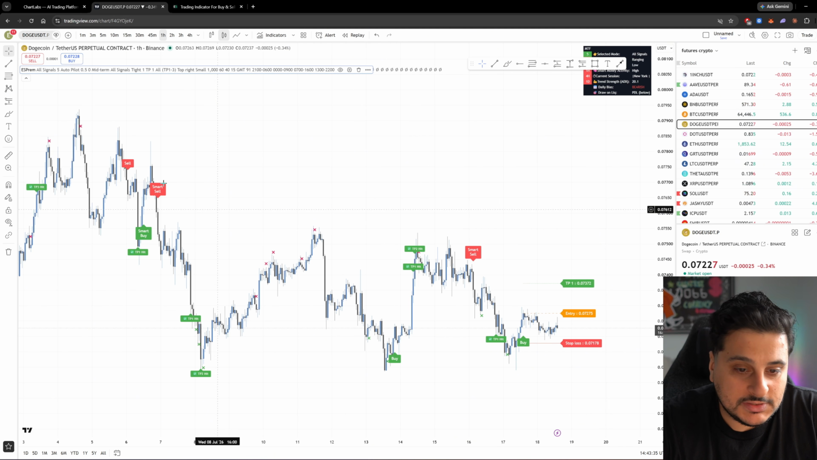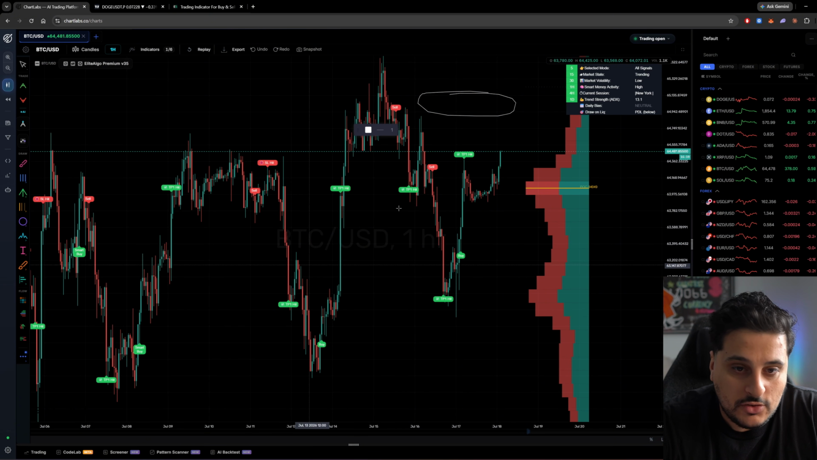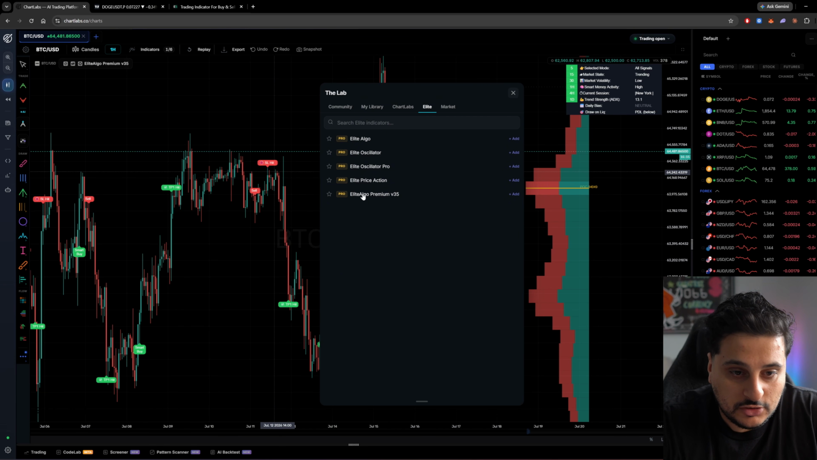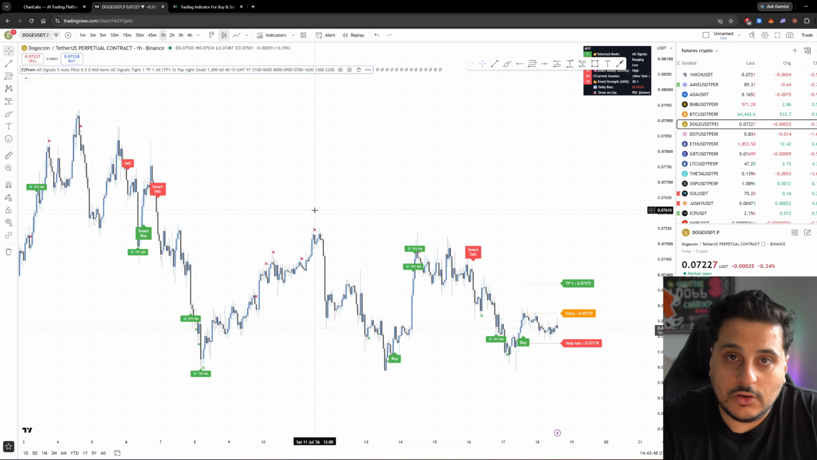And you guys can use the same exact strategy right here on Chart Labs if you like. Let me turn off this for a second. And you can use it right over here if you like. Simply just go to Indicators, Elite, click Elite Algo version 35. That's our newest one. And you can use the same exact strategy that I just showed you here on TradingView.